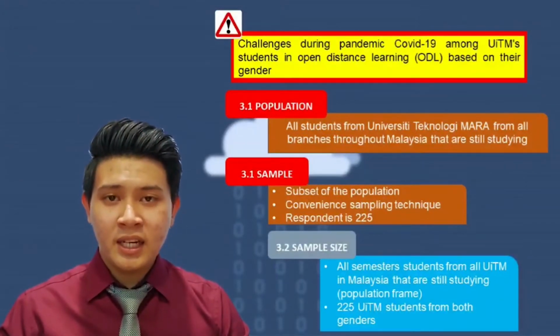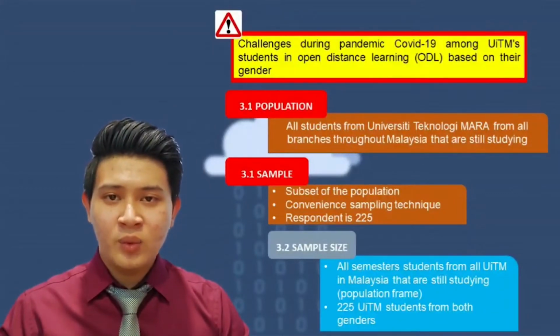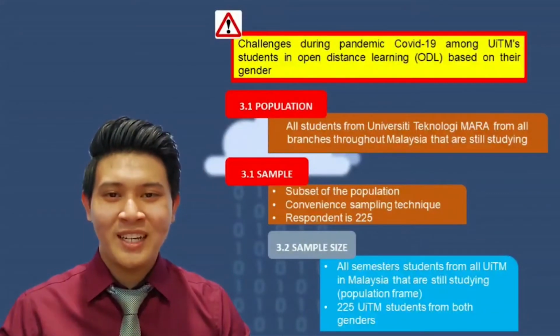The sampling technique that we use in this study is non-probability sampling, which is convenience sampling. Convenience sampling is a sort of non-probability sampling in which a sample is taken from a population segment. The number of UiTM students that we need in this study to be our respondents is 200. But for this study, Alhamdulillah, we reached 225 respondents.